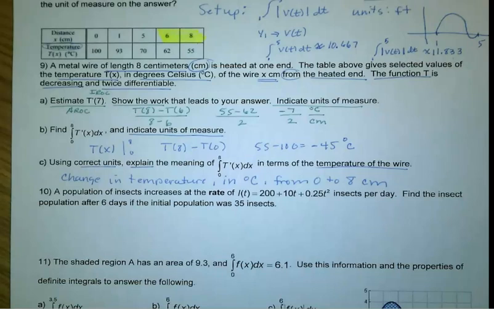Sometimes I know you guys just write a bunch of stuff down in the hopes that something sticks. If you do that, I'm probably not going to read your explanation. So keep it short and simple. Change in temperature, that's what's going on. What are the units? Degrees Celsius. Where is it happening? From 0 to 8. And what are the units there? Centimeters. Okay. So that's a very short explanation. That is all you need, my friends.